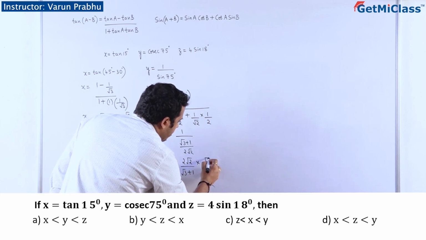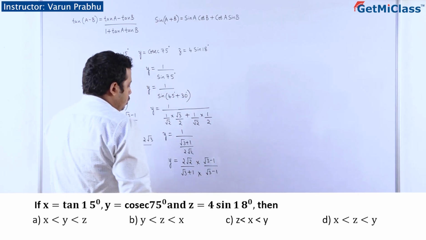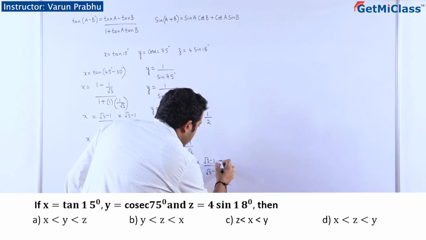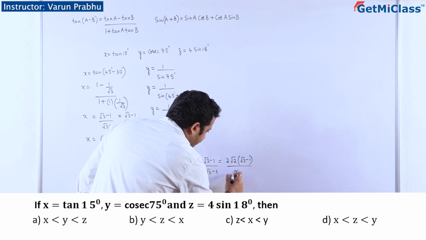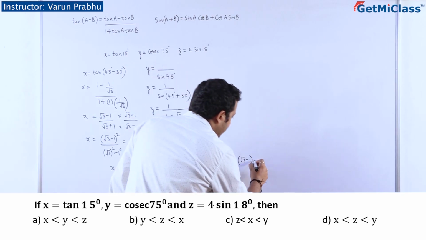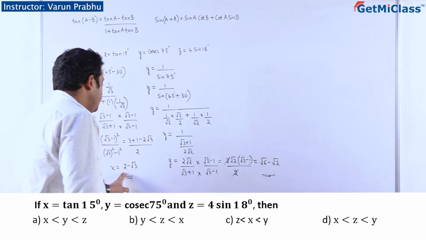Root 3 plus 1, multiply by root 3 minus 1 and divide by root 3 minus 1. So what is your answer that we get? Y is equal to 2 root 2 multiplied by root 3 minus 1 divided by 3 minus 1, which will be 2. So what is your answer that we get here? Root 6 minus root 2.